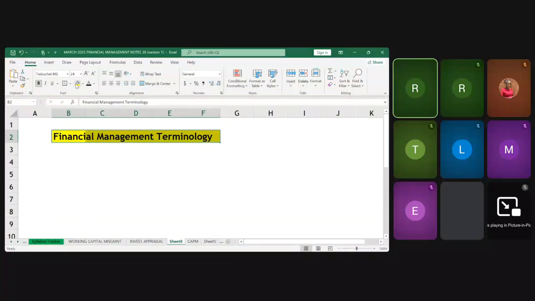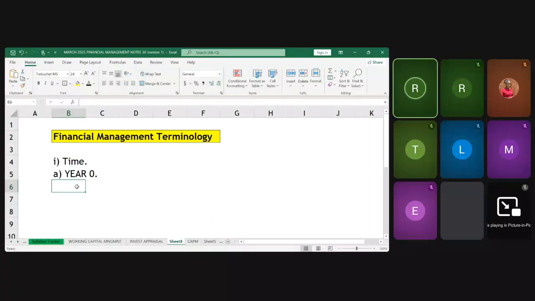All right, so financial management terminology, first thing that we want to be looking at is time. So what is time under financial management? We are going to have two types of time here. The first time that we want to be talking about is year zero. So year zero, what does year zero mean?